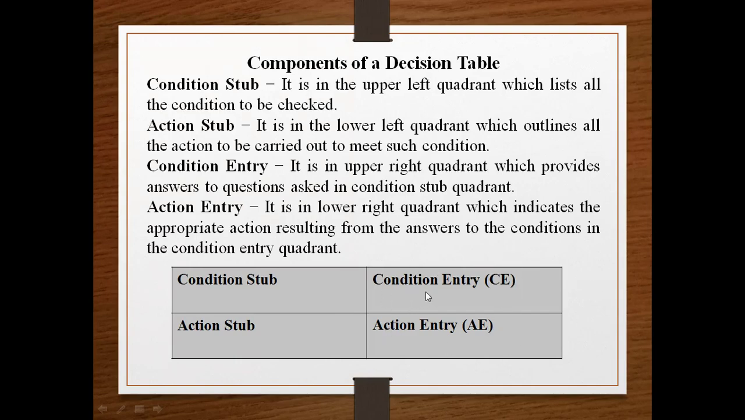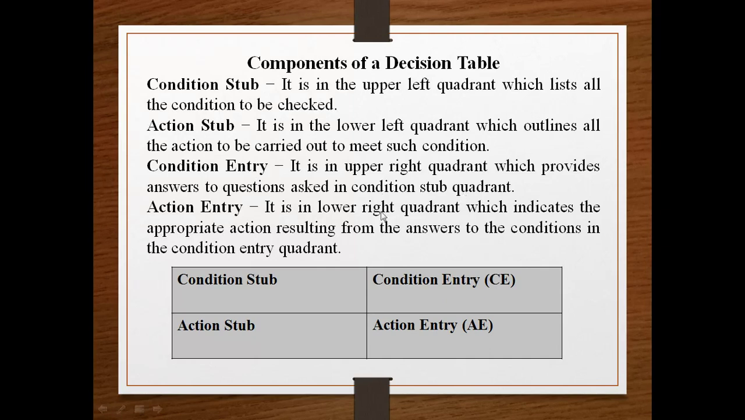This is called condition entry, which I have written as CE for your better understanding, better remembrance. It is going to provide an answer to the question. If I ask a question here, this is going to provide me the answer. Like condition, if it rains, then what will happen? You will stay at home. So this is giving me the condition answers.